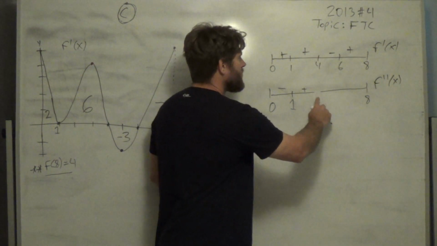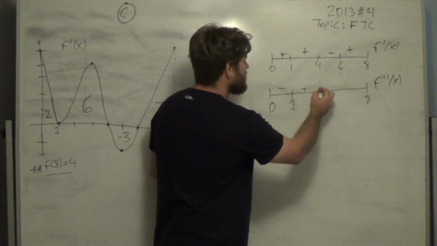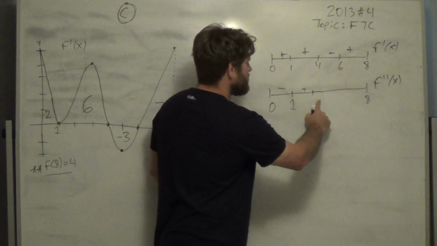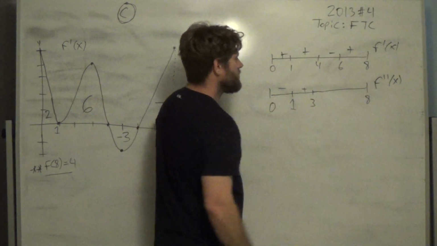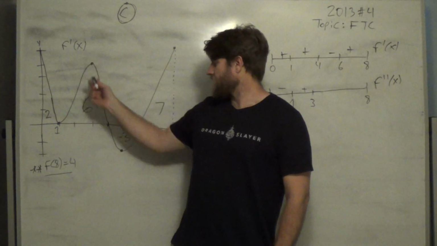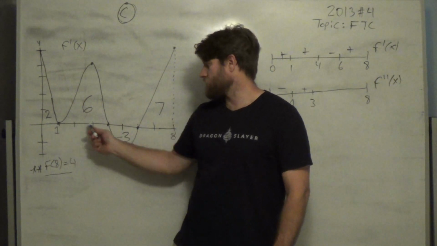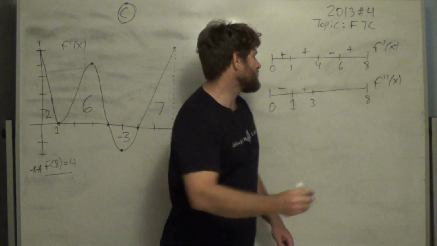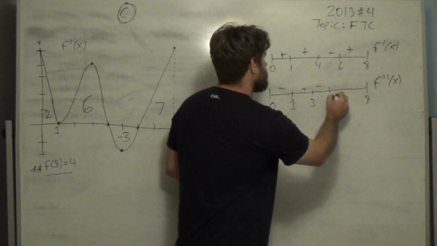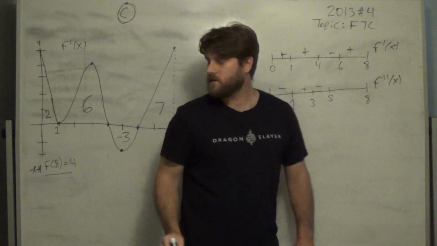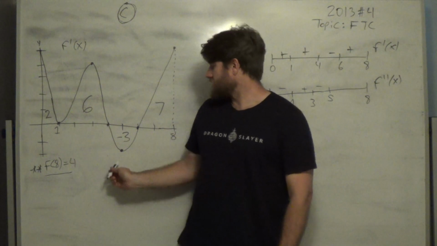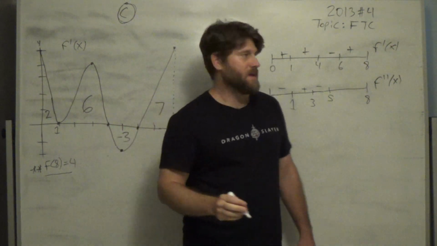Whoop, I'm trying to make these line up. So I'm going to move my 3 over here just a little bit. Okay. Then I have negative slopes until I hit 5. Right, 1, 2, 3, 4, 5. So negative slopes until 5, and then positive slopes all the way till 8.